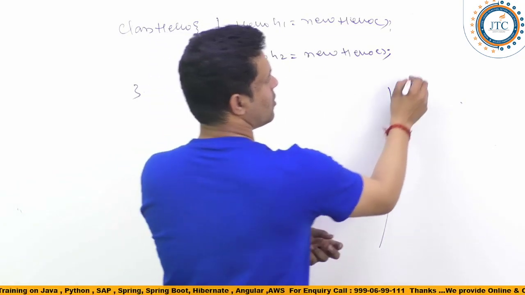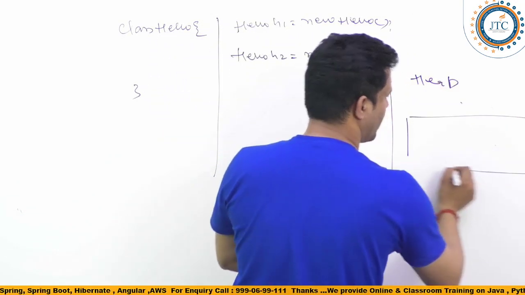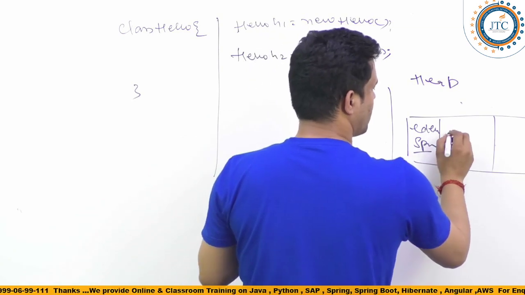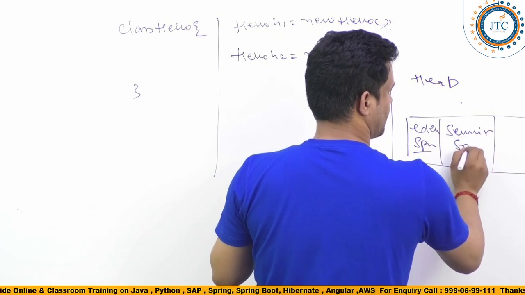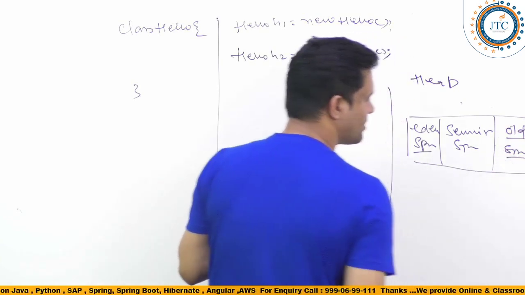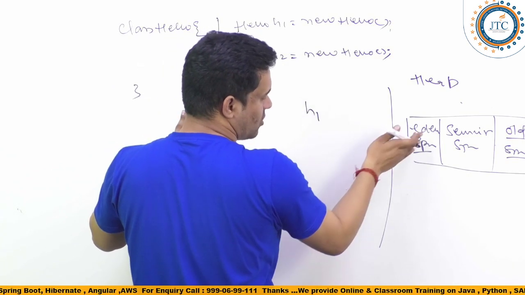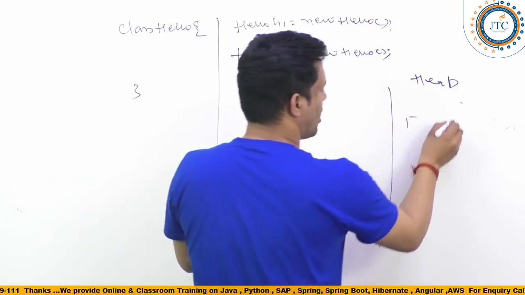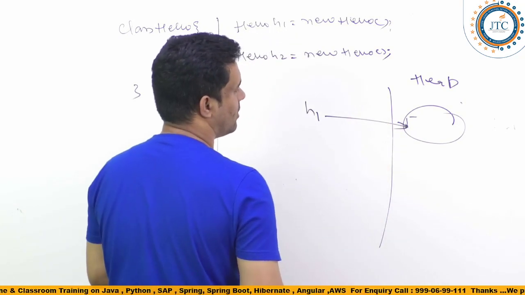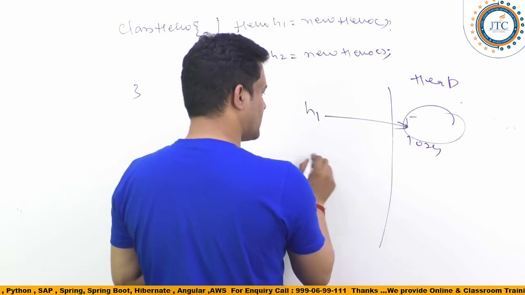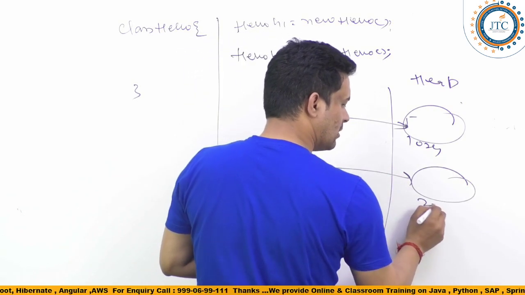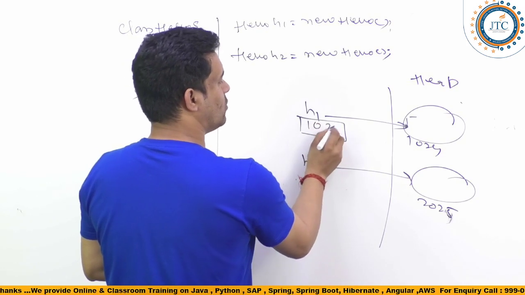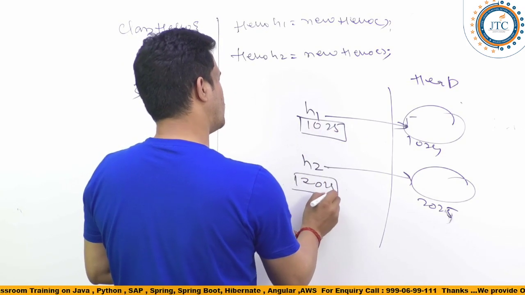So what is happening? Suppose this is your heap memory. In heap, the one which I have explained to you, there is the eden space, survivor space, and old space. So h1, now I am removing it. So in eden only, I'll show. One object is created and h1 is pointing to that object. Maybe 1025, just a reference I am using. h2 again, 2025 I am using. So in h1, 1025 is there and in h2, 2025 is there.